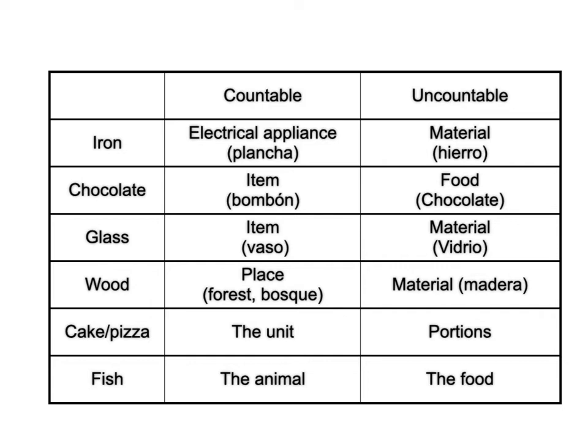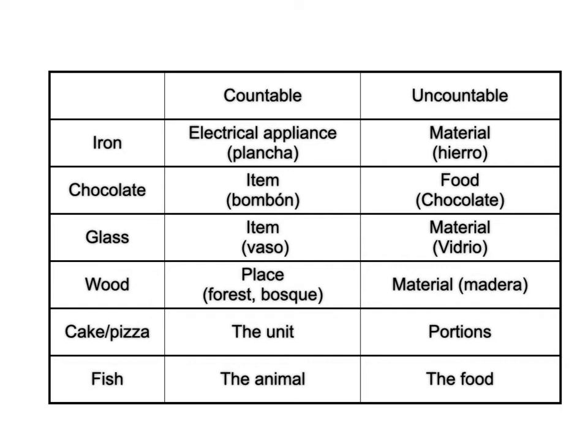If it is the food, like a bar of chocolate or some hot chocolate, then it's uncountable. It is the same with glass. If it is the item, the actual item where you pour water in, then it's countable. If you were talking about the material, then it's uncountable. Same for wood. Wood as in forest is countable, with wood as in the material you use to build things is uncountable. With cake and pizza, we use countable forms when we talk about the units, the whole cake, the whole pizza. When we are talking about portions, they are uncountable.